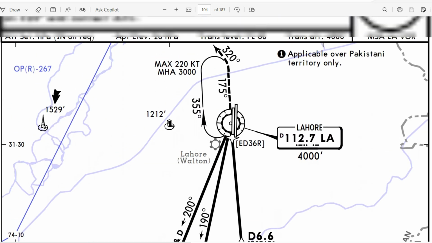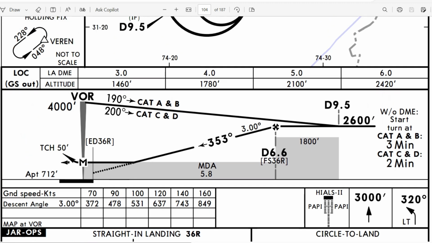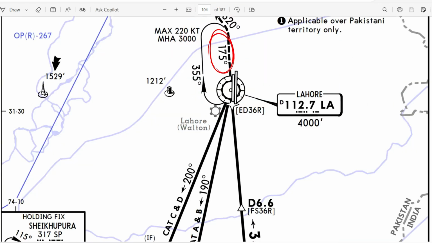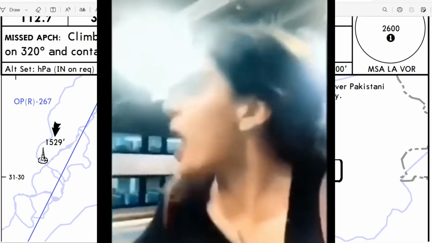This is a lateral depiction of the VOR approach and this is a vertical profile view. This is the VOR and this is the holding pattern. Inbound leg is 175 and outbound leg is 355. So maximum speed is 220 knots and minimum holding altitude is 3000 feet. This 3000 feet is catered for the obstructions and the navigation signal.